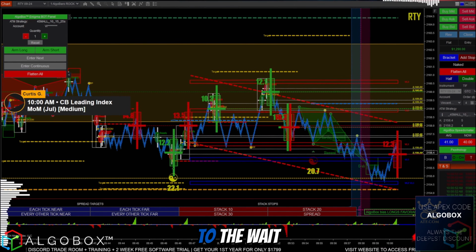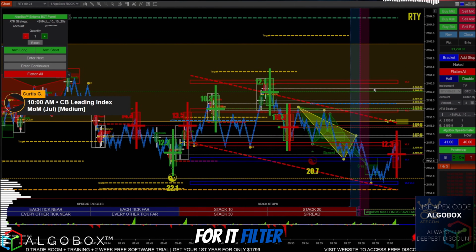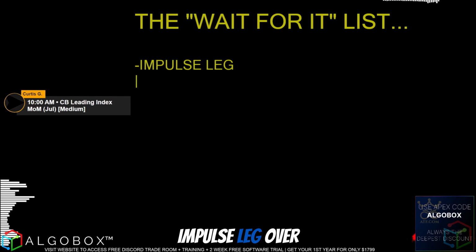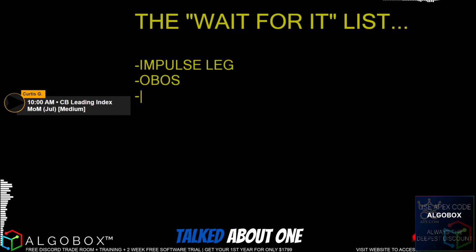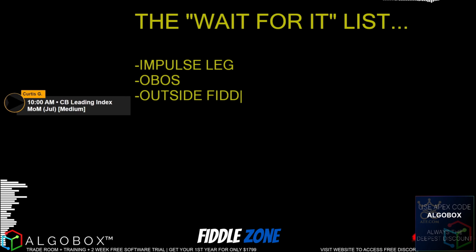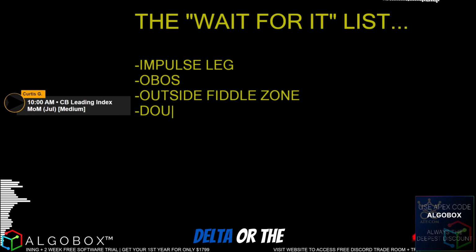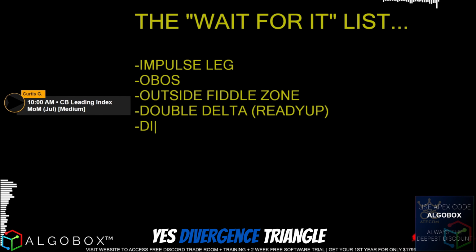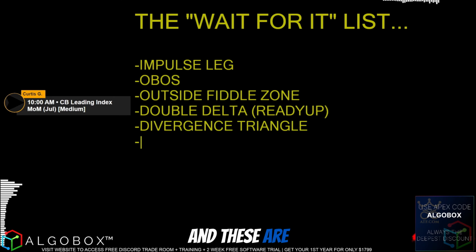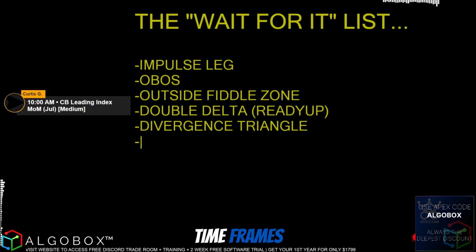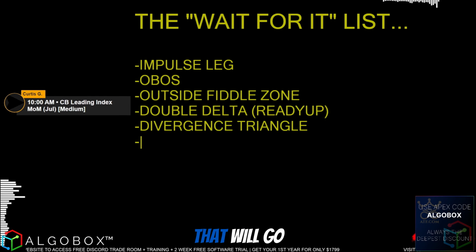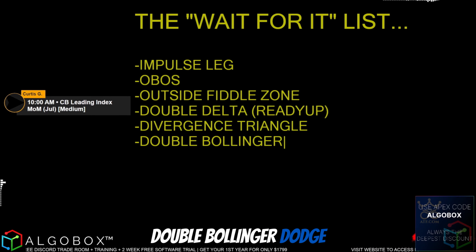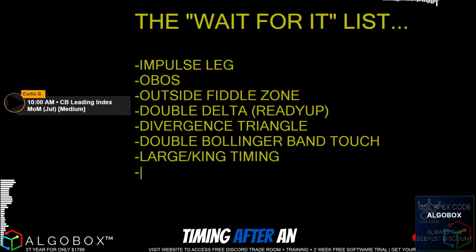Then let's get to the wait for it filter. What are we talking about here? What's on the wait for it list? Impulse leg, overbought, oversold. Kind of just talked about one outside of the fiddle zone. Wait for double delta or the ready up. Double delta, ready up. So wait for the double delta. Yes. Divergence triangle. Yes. And these are things kind of on the higher time frames, or that are indicating something from a higher time frame that will go, hey, come play with me. A double Bollinger touch. Oh yeah, king timing after an ignition bar.